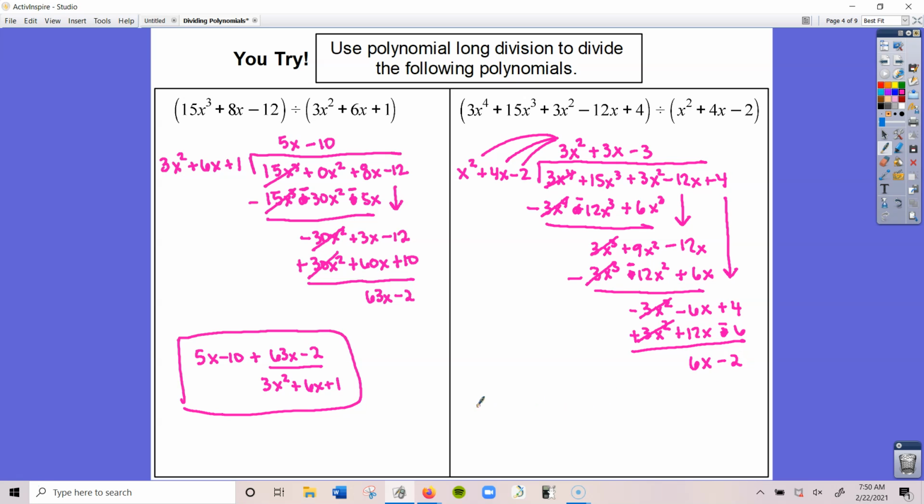So my final answer would be 3x squared plus 3x minus 3. And now I'm going to add the remainder and put it over the divisor, x squared plus 4x minus 2. And this would be our final answer.